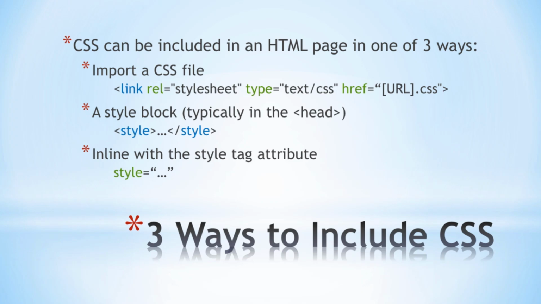Usually style tags appear in the head of a document. The final way to include them is inline on the tag itself using the style attribute of the tag. You can say table, space, style equals, and start spewing CSS to your delight. So that's the three ways to include CSS into a web page.